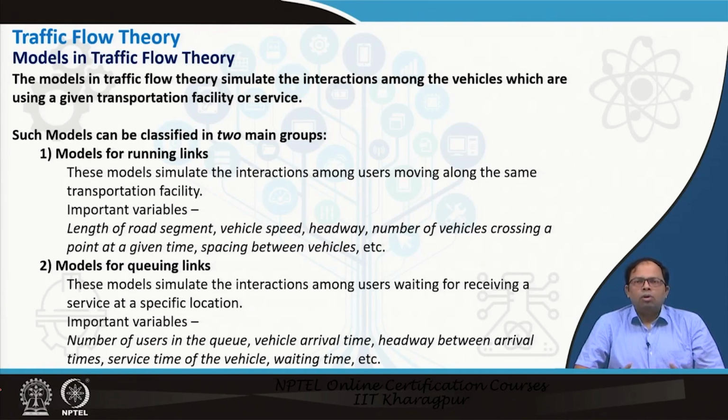Whereas, for road network, this process is a little bit more dynamic. That means in the model for running links, this model simulates the interaction among users moving along the same transportation facility, and here we consider the length of the road segment, vehicle speed, headway between different vehicles, number of vehicles crossing a point at a given point of time, and then spacing between vehicles.